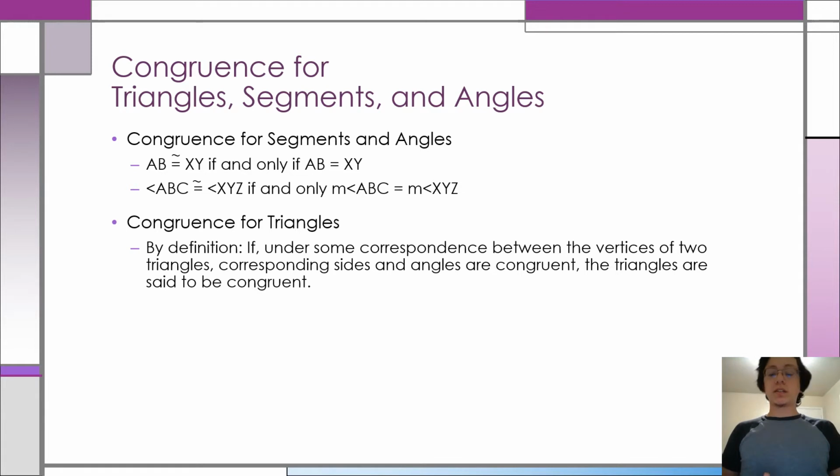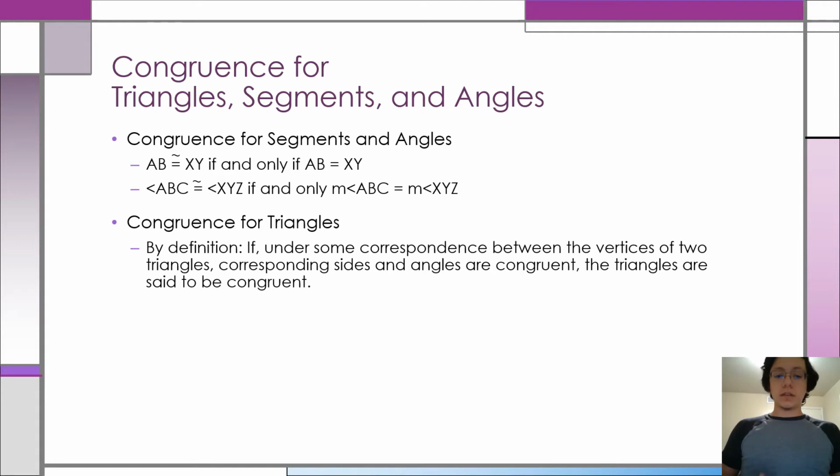And the book states that the congruence for segments and angles is stated that the segment AB is congruent to XY if and only if AB is equal to XY. And this goes without saying for each of the segments, as well as the angles, in which angle ABC is congruent to angle XYZ, if and only if the measure of angle ABC is equal to the measure of angle XYZ.